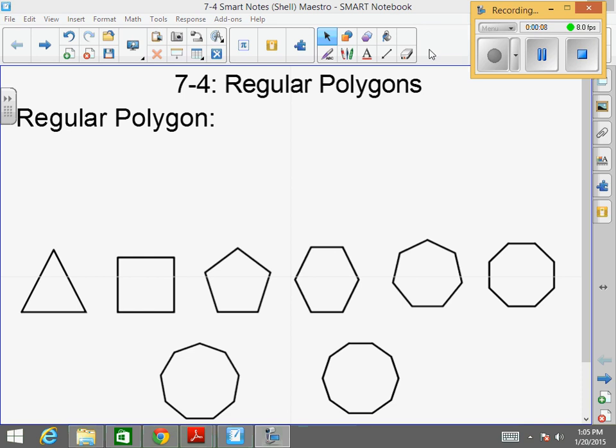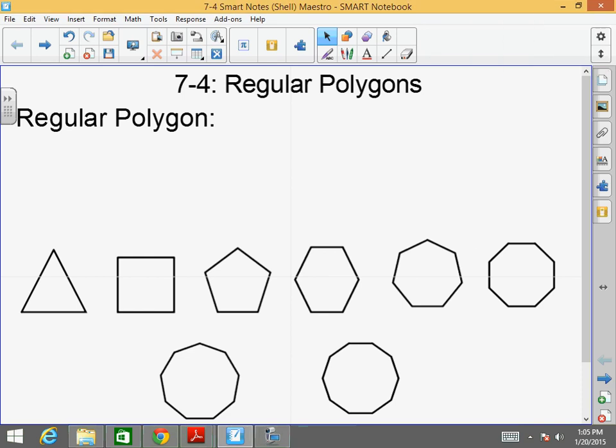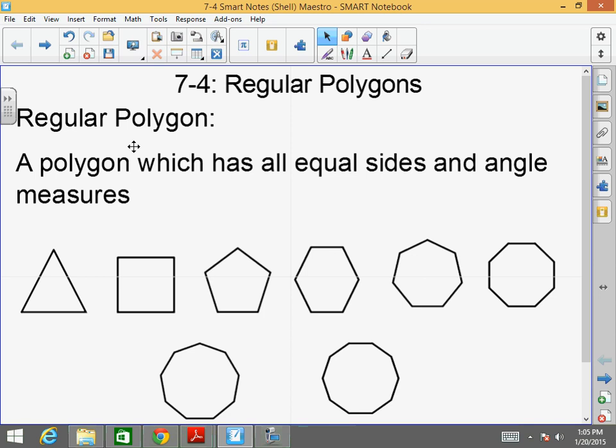Today we're going to wrap up Chapter 7 by talking about regular polygons. Now, we've already talked about regular polygons a little bit. Pretty much you know what they are. Regular polygons are polygons that have equal sides and equal angle measures. That's what a regular polygon is.